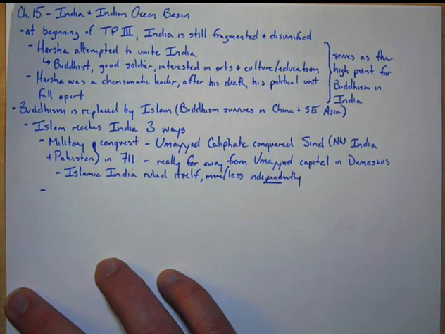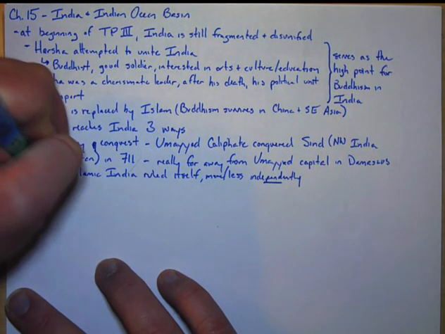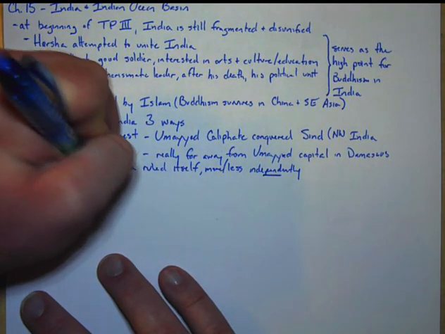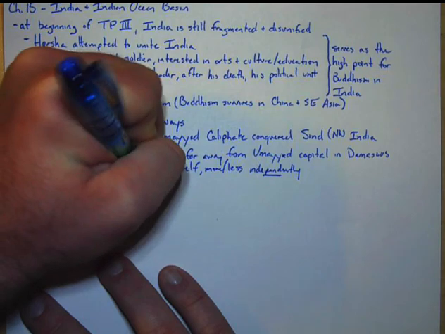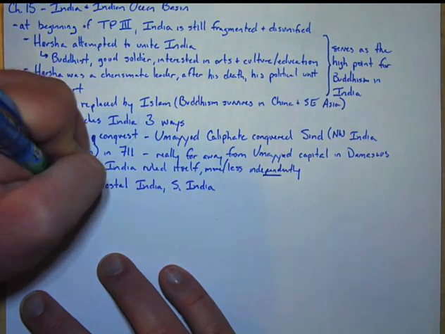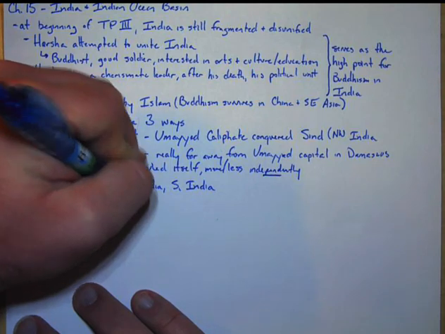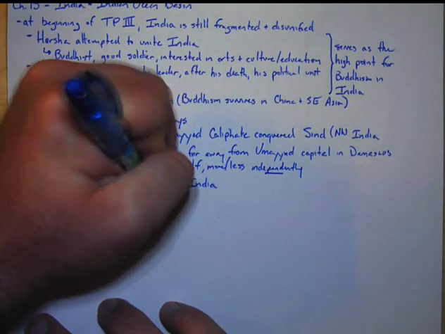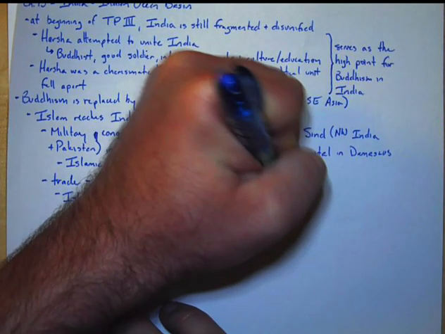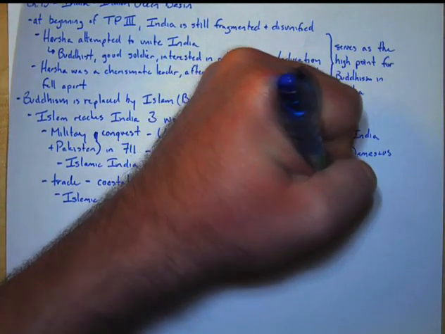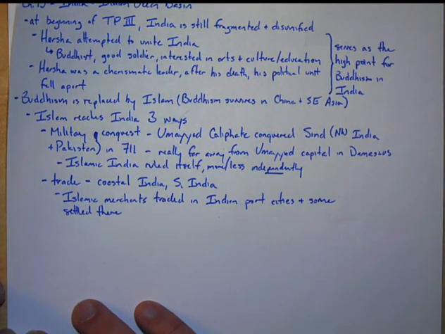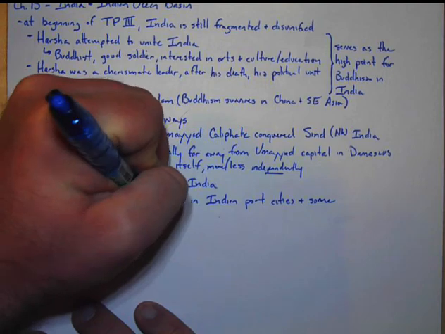Another way that Islam reaches India is through trade. And so this, we're thinking about coastal India and southern India. Basically, Islamic merchants traded in Indian port cities, and some settled there and gradually just became part of the society.